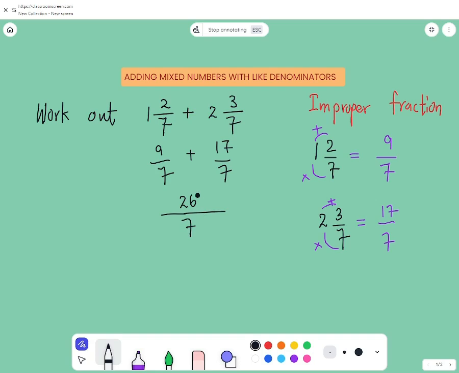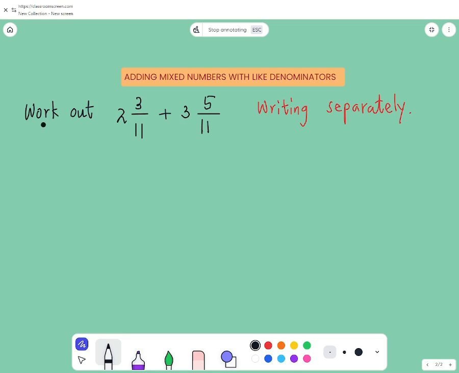So this one is again an improper fraction. For the final answer I have to convert that one to a mixed number. So how many 7s are there in 26? That is 3, denominator 7. 7 times 3, that is 21. Add 5, 26. So the final answer is 3 5/7.